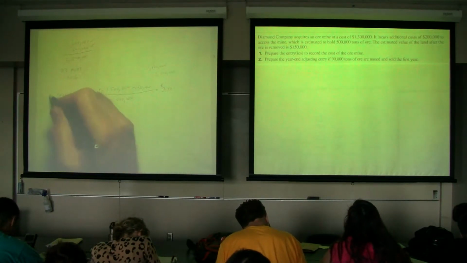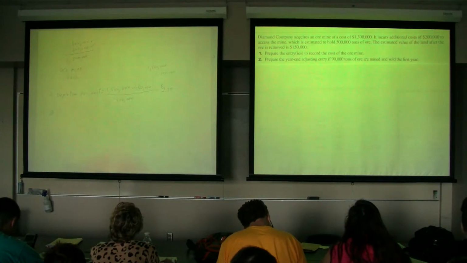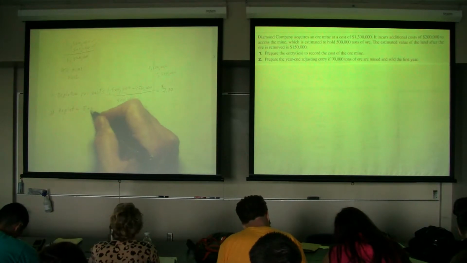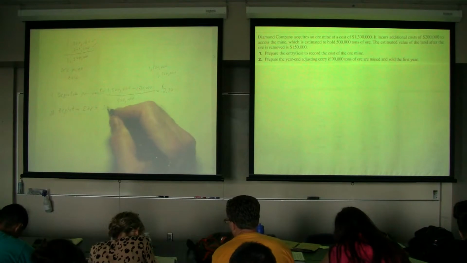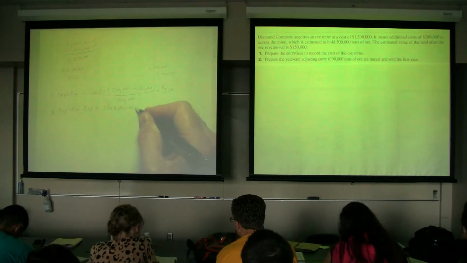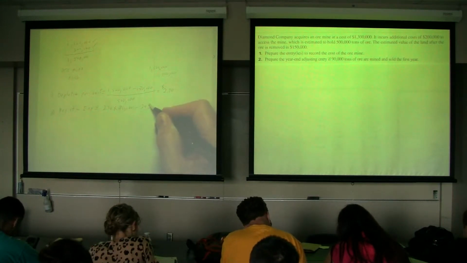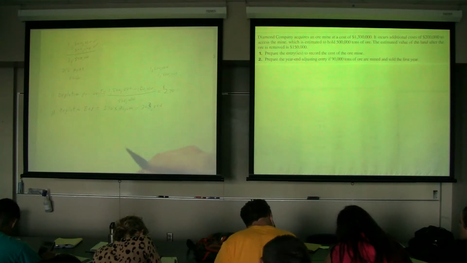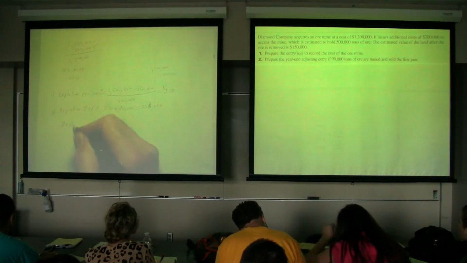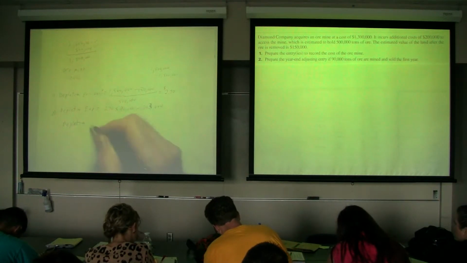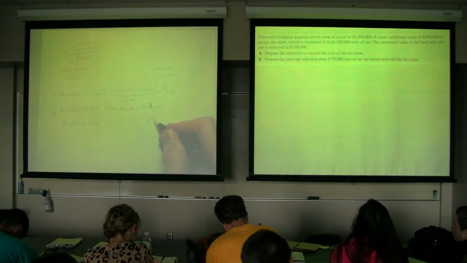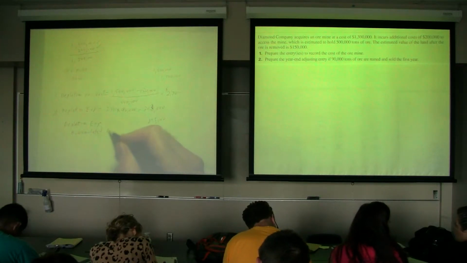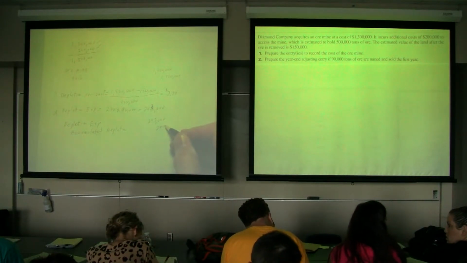Then, when they deplete 90,000 tons, the depletion expense equals $2.70 per ton times 90,000 tons. That comes out to be $243,000. Then the journal entry for that will be depletion expense debited for $243,000, and accumulated depletion credited for $243,000.